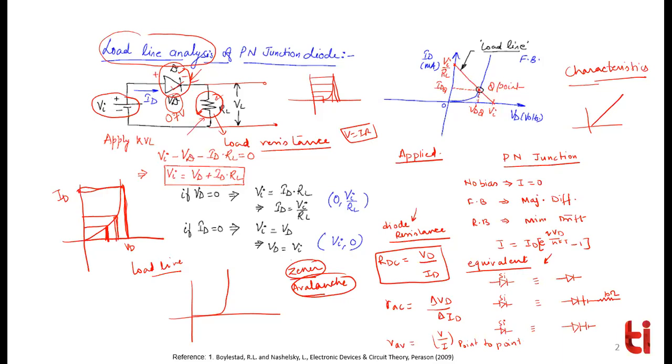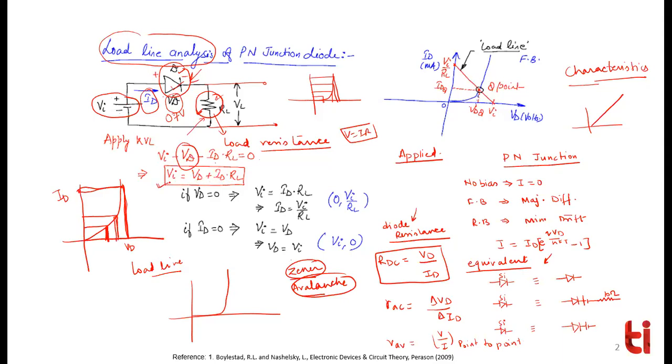Now how to find the load characteristics? Let's assume VD is the voltage drop across the diode, and ID is the current flowing through the diode. Apply KVL: VI minus VD minus ID RL equal to 0. So what is the equation? VI equal to VD plus ID RL. This equation is like y equal to mx plus c.